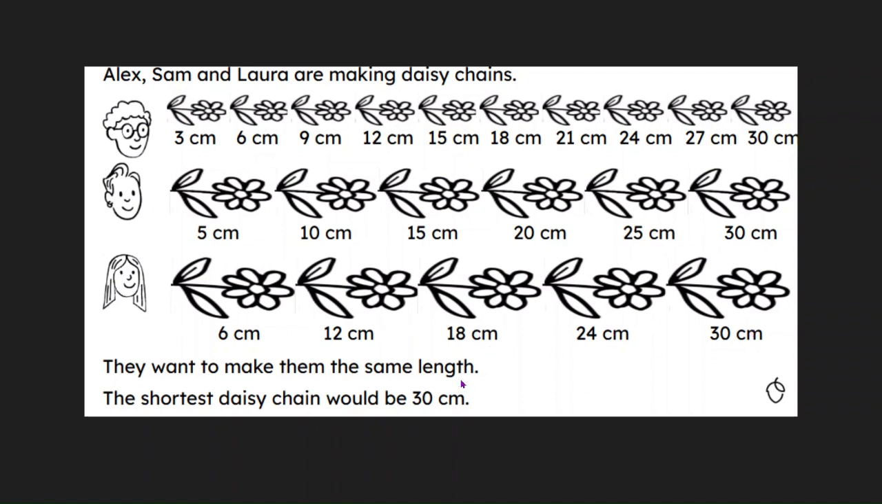So to find the shortest length that they could use, the shortest length of their daisy chain, we take the multiples of each and find the lowest common one, right? So 30 centimeters is the lowest common multiple, the shortest daisy chain that they could make. So you can compare more than two numbers, right? You can compare as many numbers as you want or as you need to when you're doing these problems.